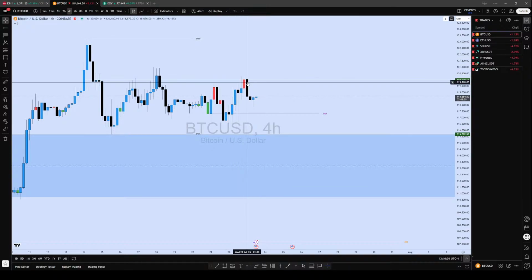We are still looking for that weekly gap to be traded to before we expand higher. So still Bitcoin 115702. That is where we want price to trade to before we start looking for the longs. If not, whatever happens, it's not ready.